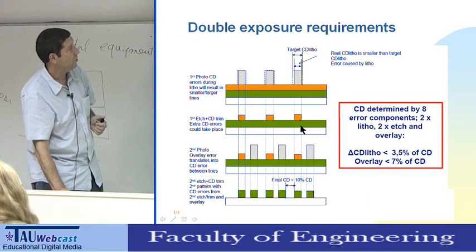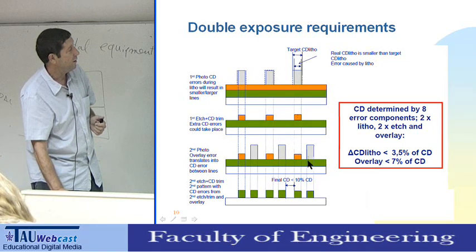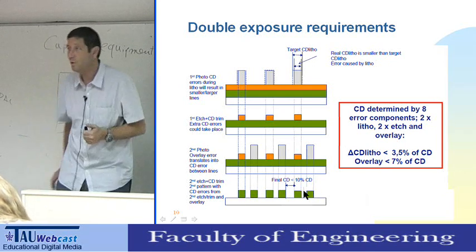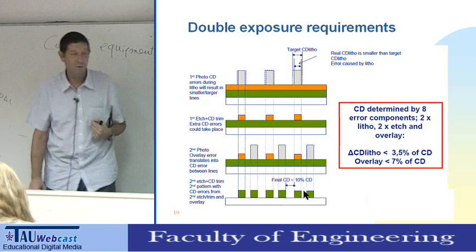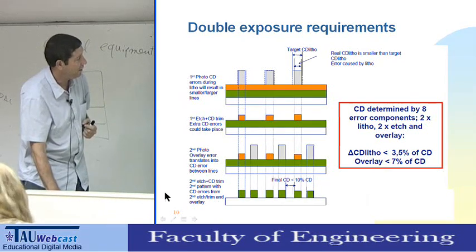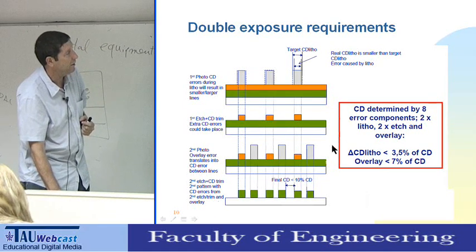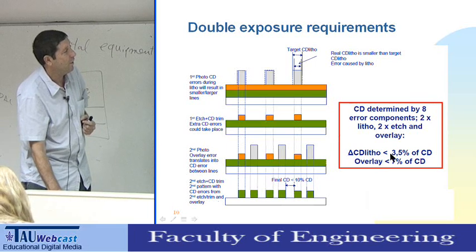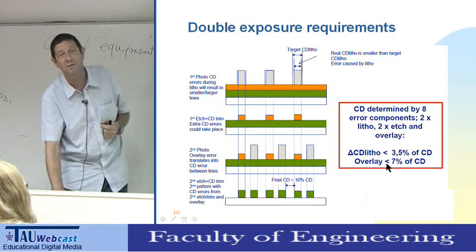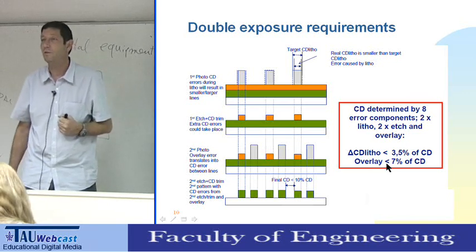So in the first exposure you define this feature. You remove the photoresist and you put another photoresist and define the second feature, and this is the end result. So you can double the resolution. But now, if you want the CD to be less than 10%, your litho requirements become 3.5%, and your overlay requirements become less than 7%.